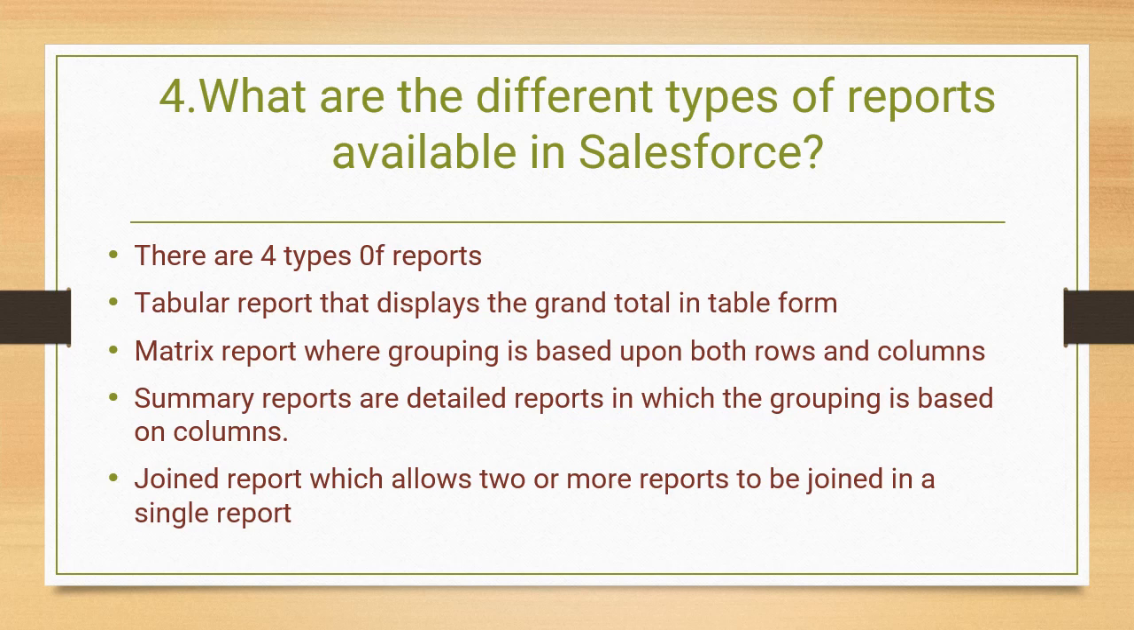Now we will come to tabular report. Tabular report displays the grand total in table form. Matrix reports are where grouping is based upon rows and columns. Summary reports are the detailed reports in which grouping is based on columns. Joint report allows two or more reports to be joined in a single report.